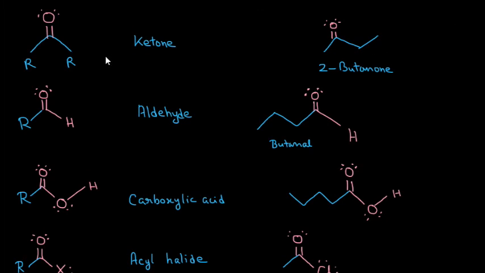Now RCOR, that is ketone. Our example is 2-butanone. Next is the RCHO group, that is aldehyde. Our example is butanal.